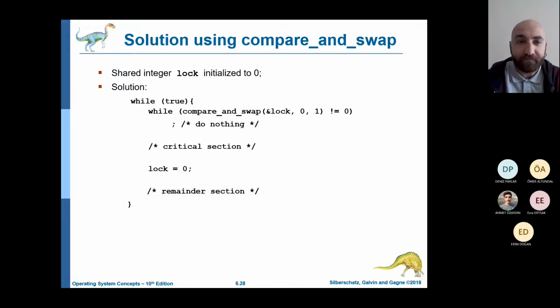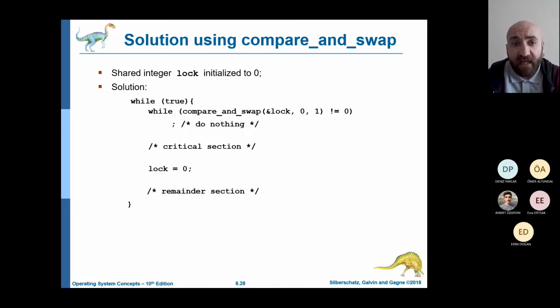So again, the first process that invokes compare and swap will set lock to 1. So it will then enter its critical section because the original value of lock was equal to the expected value, which is 0. Subsequent calls to compare and swap will not succeed because lock now is not equal to the expected value of 0.